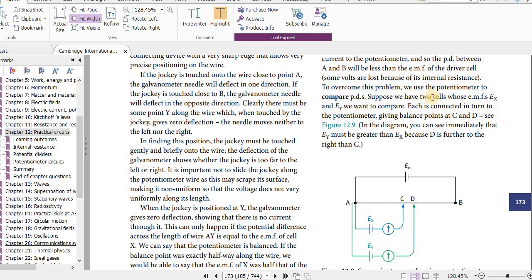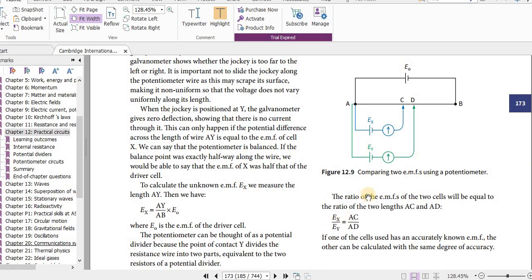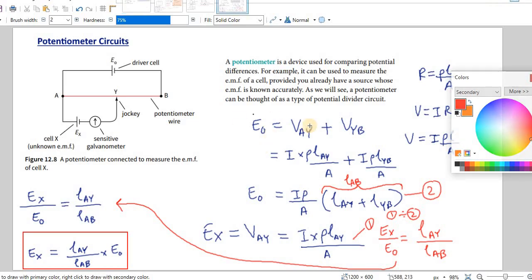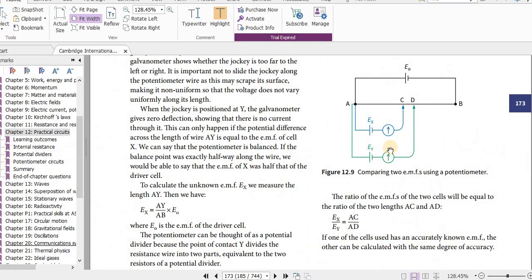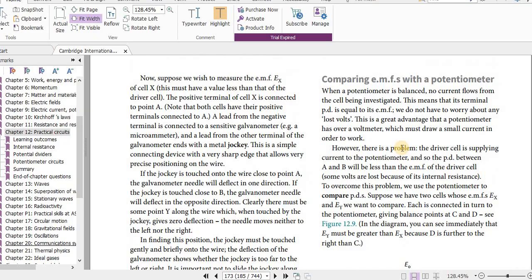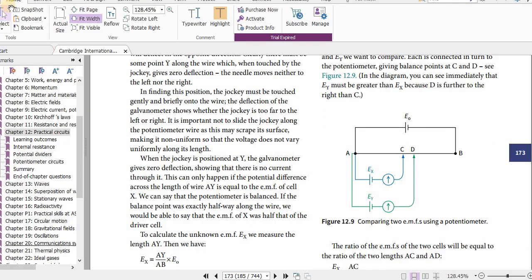Suppose we have two cells whose EMFs EX and EY we want to compare. Each is connected in turn to the potentiometer. Then we can do it from here. In the exam, you are basically using these equations directly. You don't need to go into details about the derivation like this. So I think that is the end, and we'll write a quick note about this last part, which is comparing EMFs with the potentiometer.